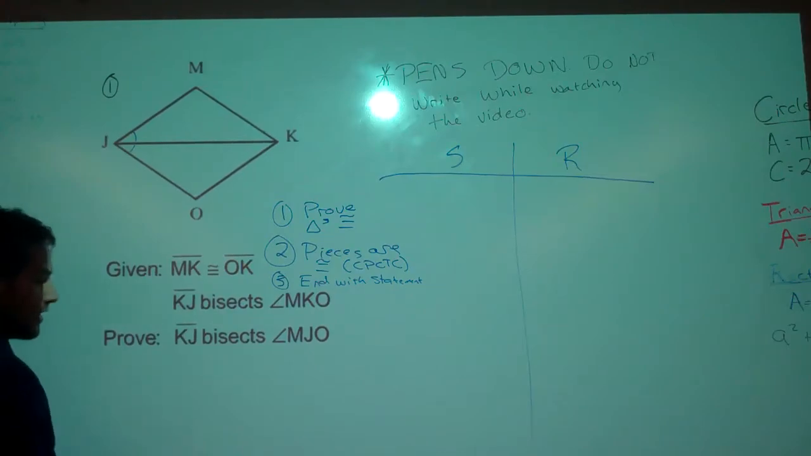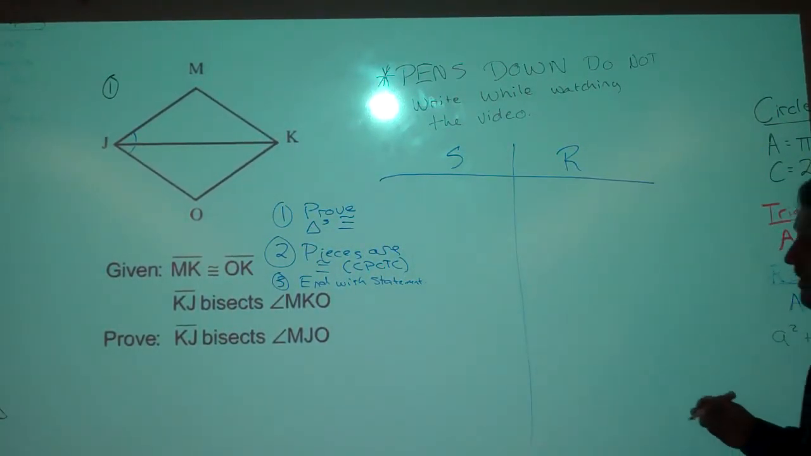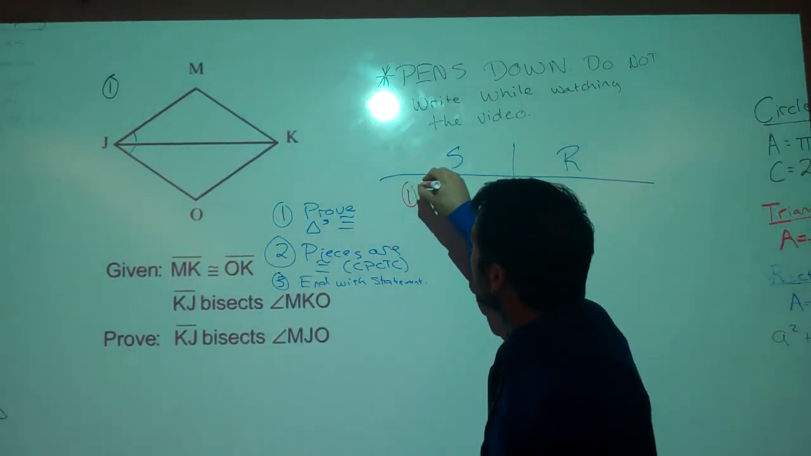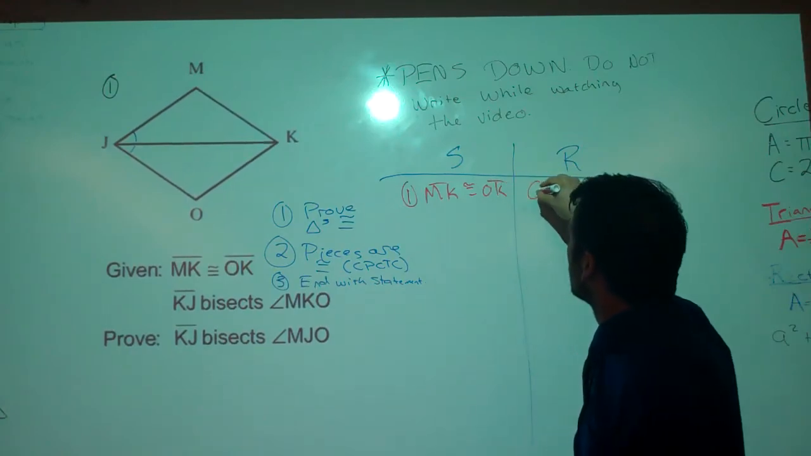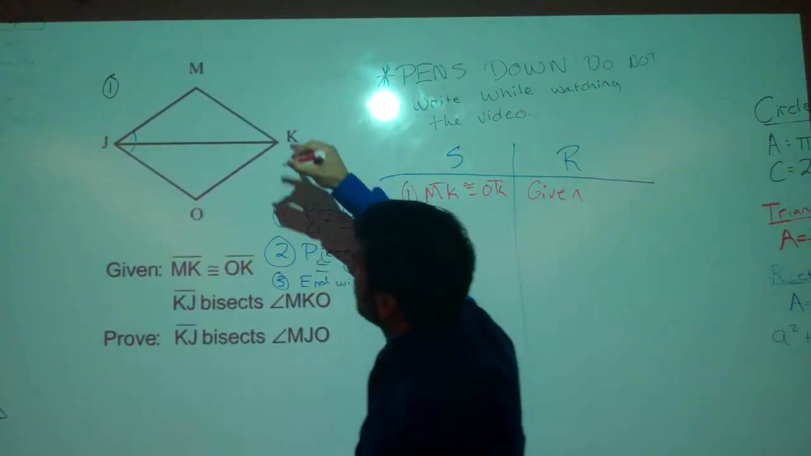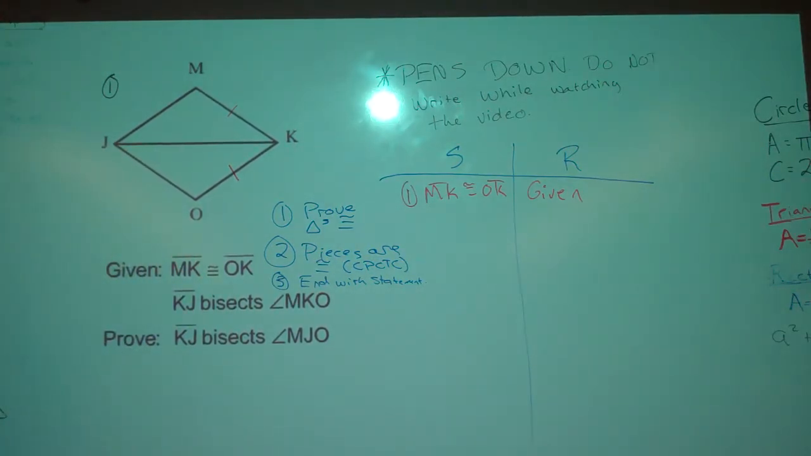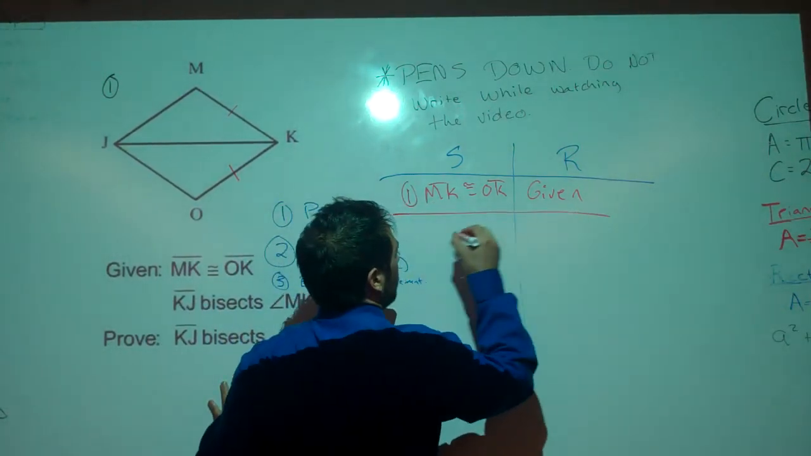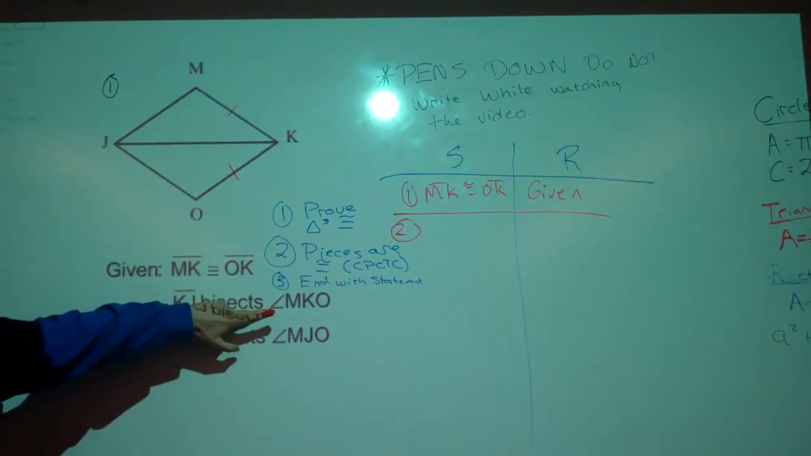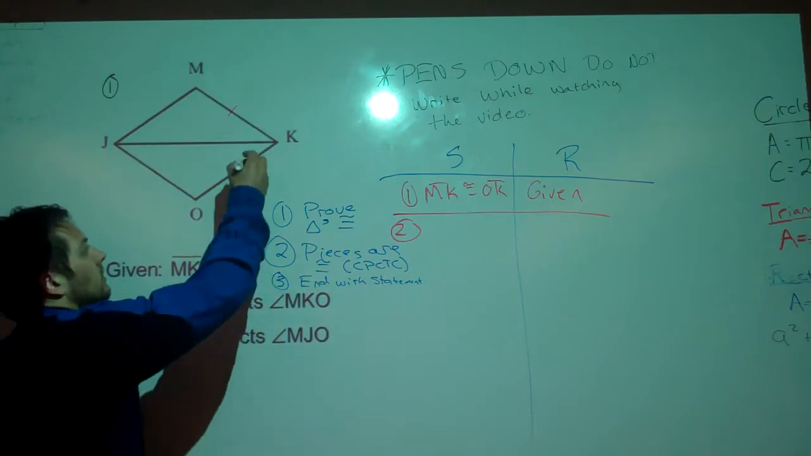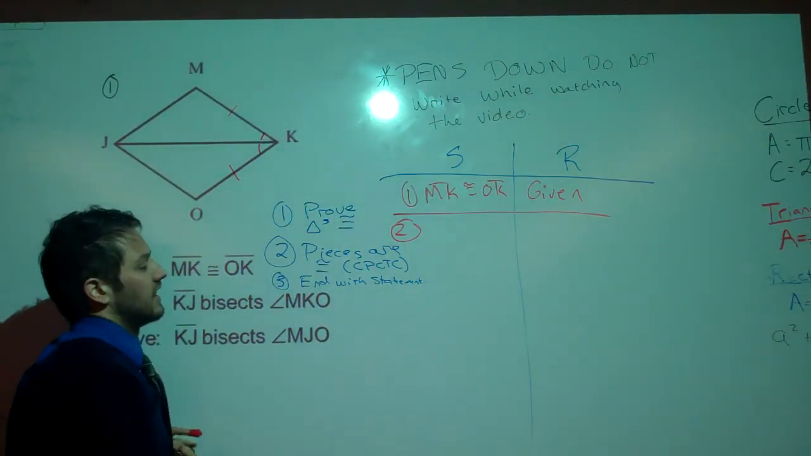I will start by writing my givens. The very first given for this problem is that the side MK is congruent to the side OK. I will mark it in the picture. That is true. The second thing that they tell me is true is that KJ is cutting angle MKO. So this angle over here is getting cut in half by that line.